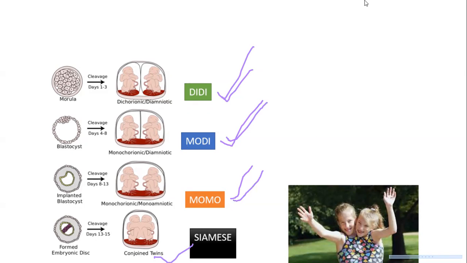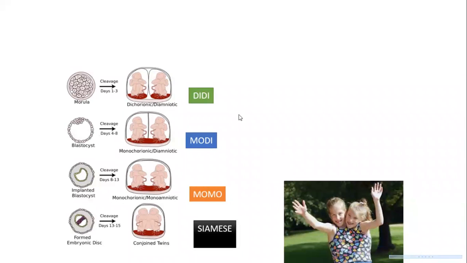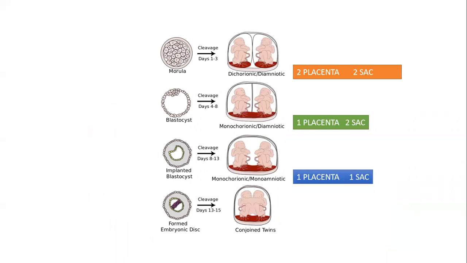Now, which parts are getting fused, which are disappearing, we'll see in the next slide, right? But at least now you know the sequence: Didi, then Modi, then Momo, and conjoined twins more than 14 days. Okay, now let's see once again. Okay, so this is the image which we have to remember.